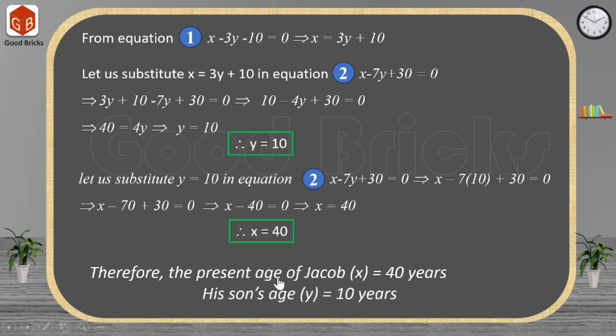So finally you got x and y. Therefore the present age of Jacob, that is x, is 40 years, and his son's age, y, is 10 years. Hope you got good clarity on this problem.